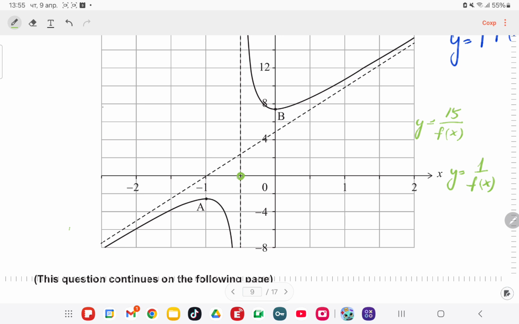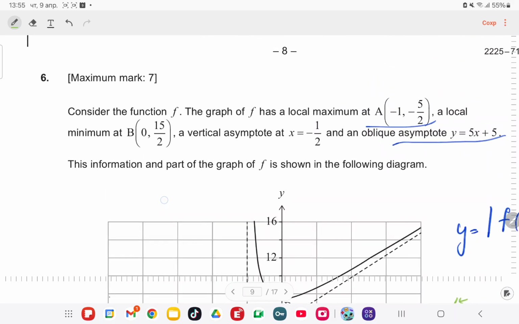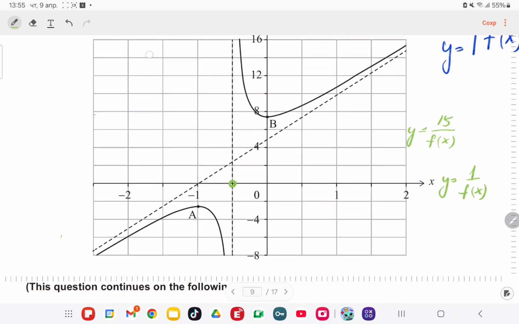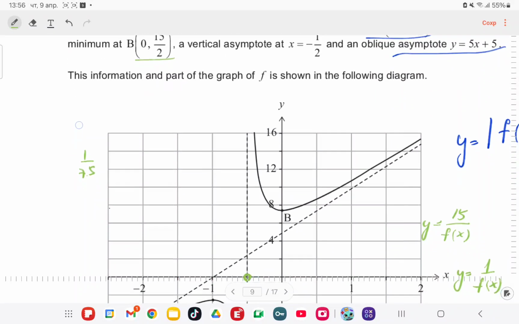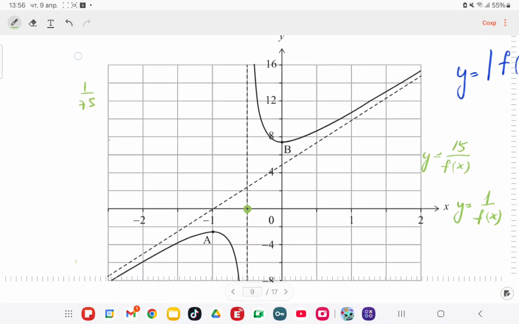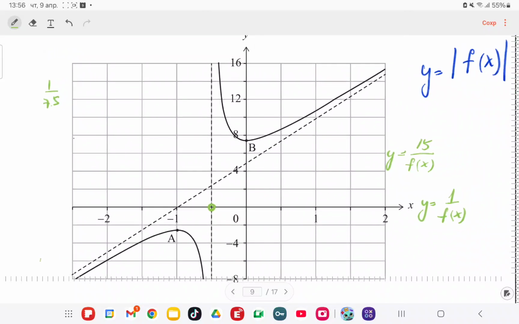the points of intersection, so 0, it is 0. And then what else? The minimum is going to be a maximum. So this minimum with point B, (0, 7.5), is going to be (0, 1 over 7.5), which is very close. 1 over 7.5 is 2 over 15, right? I think it's a better idea to immediately sketch 15 over f. Let's multiply, because it will be really inconvenient.